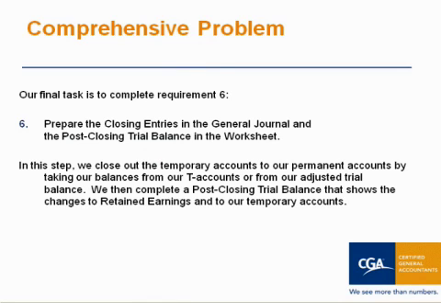We haven't finished yet, but you're close to it. Our final task is to complete Requirement 6. And Requirement 6 asks us to prepare the closing entries in the General Journal and the post-closing trial balance in the worksheet. So in this step, we're going to close out all of those temporary accounts to our permanent account by taking our balances from our T account or from our adjusted trial balance. We then complete a post-closing trial balance that should show changes to retained earnings and to our temporary accounts. Remember, we said we need to zero those out at the end of the period.